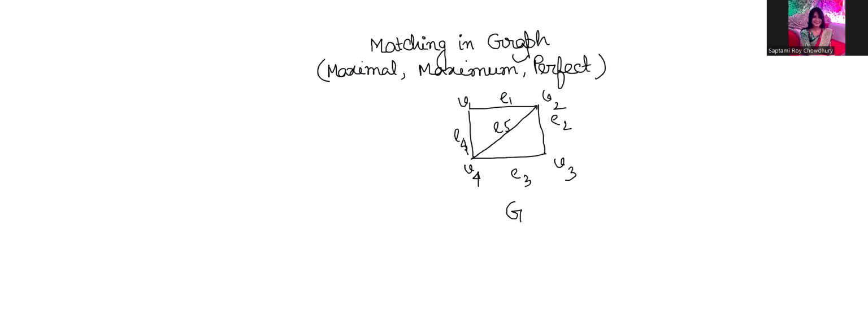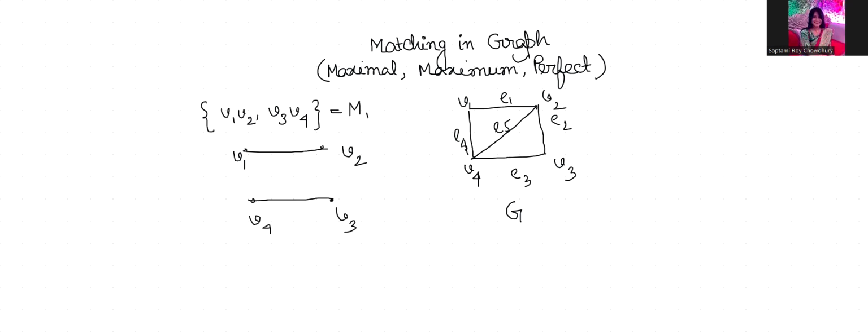That means if we take the V1, V2 vertices, then we have to take V3, V4, and we will consider it as a matching M1. Now, if we draw this, as this is a subgraph, we take V1, V2 and V3, V4, right? Similarly, we can take another two, V1, V4, V2, V3, right? We will mark it as M2.